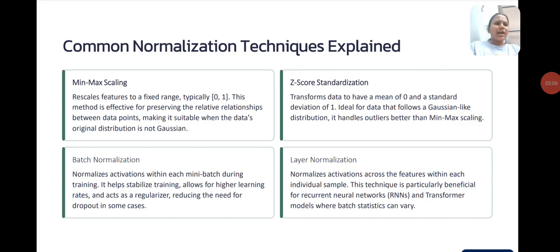Next, what is Z-score standardization? It transforms data to have a mean of 0 and a standard deviation of 1. Ideal for data that follows a Gaussian-like distribution, it handles outliers better than min-max scaling.